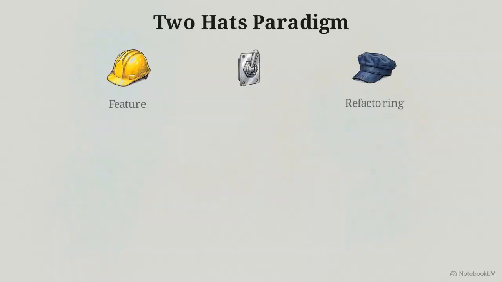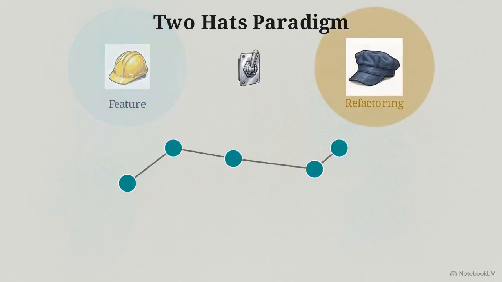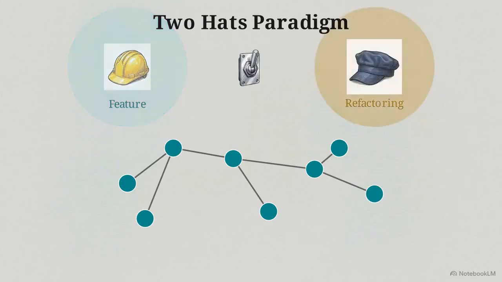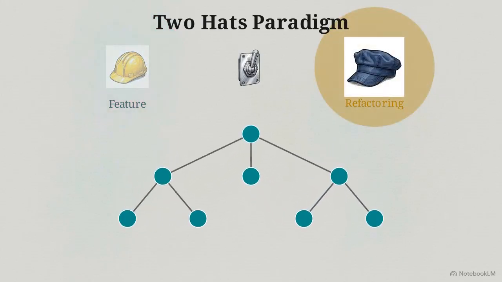Kent Beck introduced the two hats paradigm, a strict separation of concerns. You never add functionality and refactor simultaneously. When wearing the feature hat, you add capabilities but don't touch existing architecture. Swapping to the refactoring hat, you restructure code but never add features.